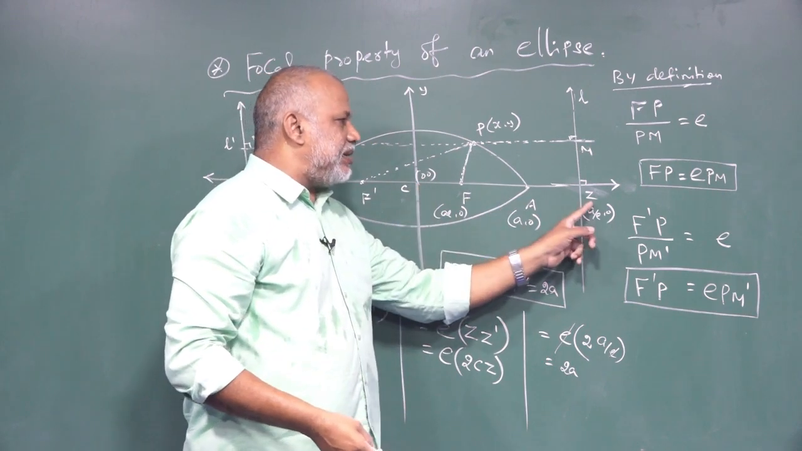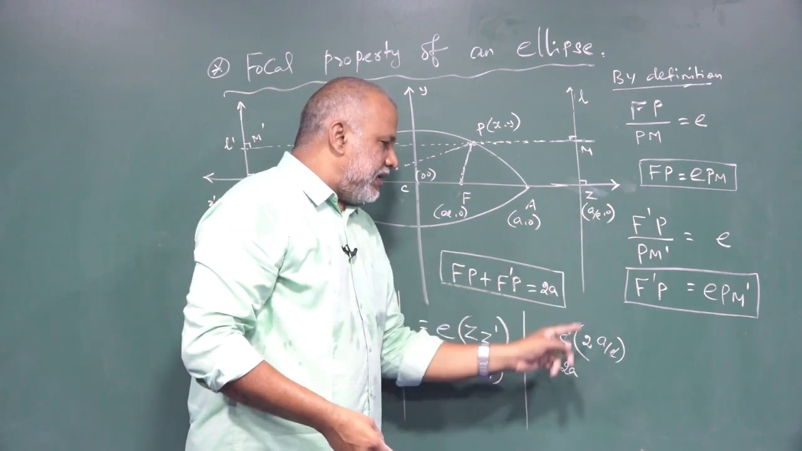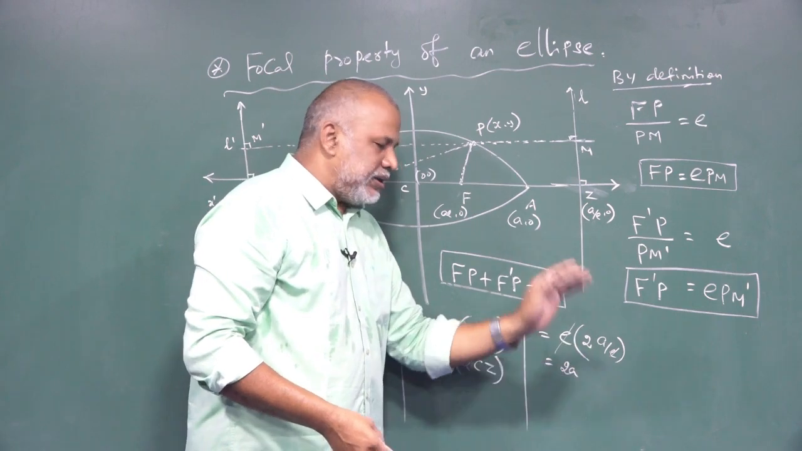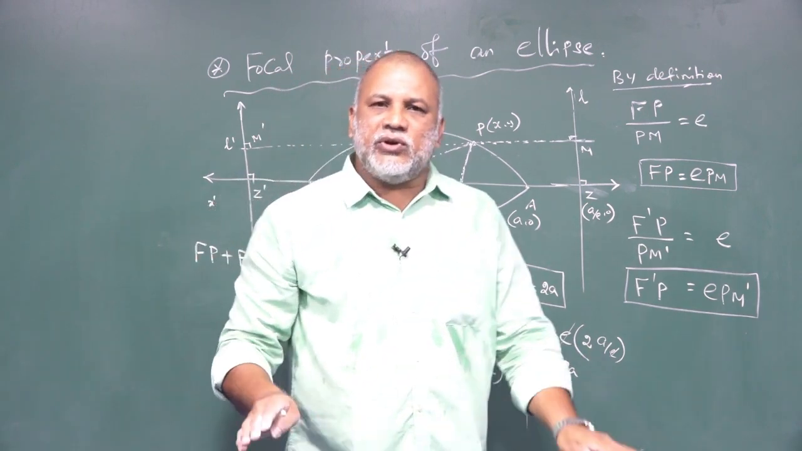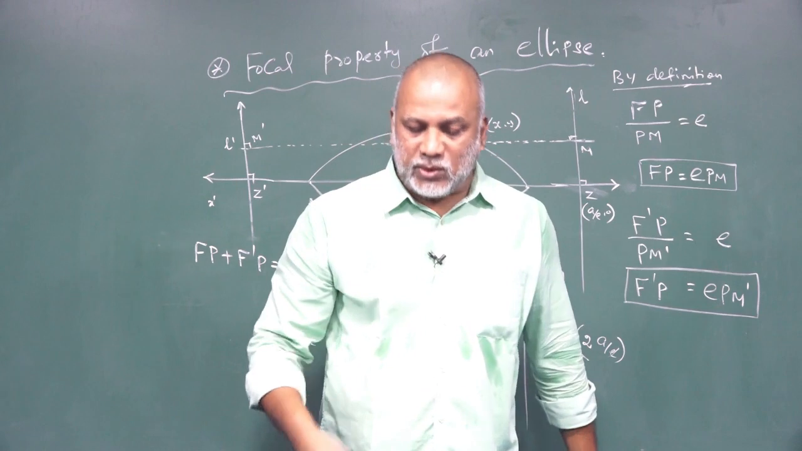C is the center, Z is a point. Therefore, we can find the distance. A by E. E will be removed. It must be equal to 2A. Therefore, it is the length of the major axis. This is the one concept.